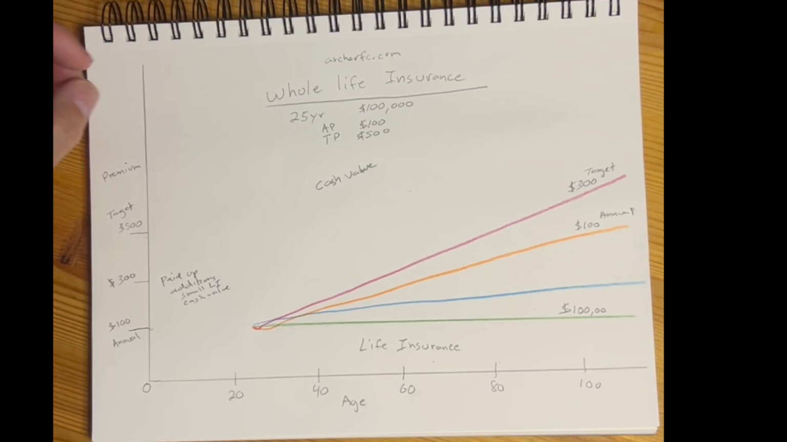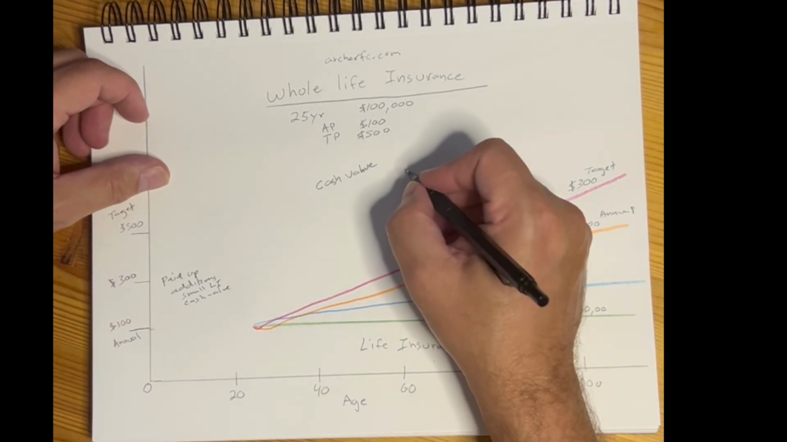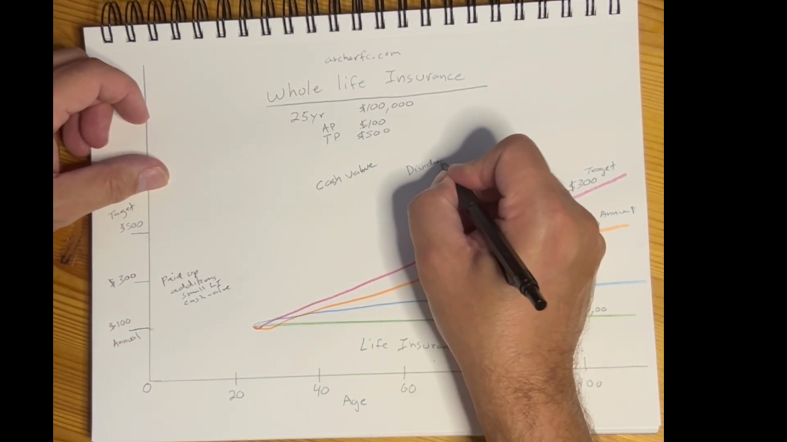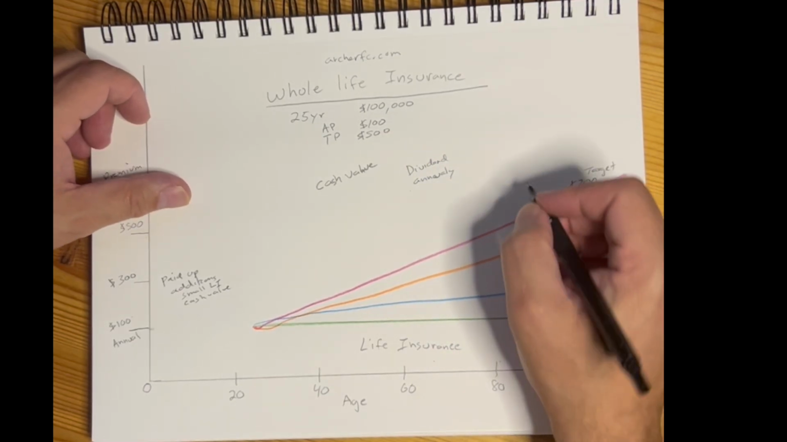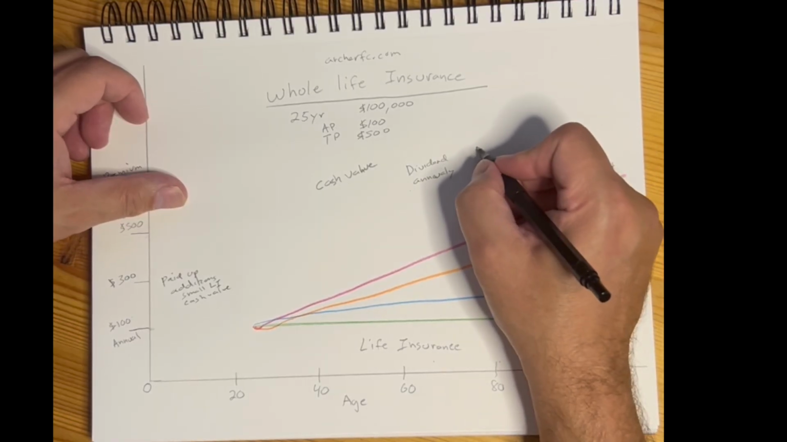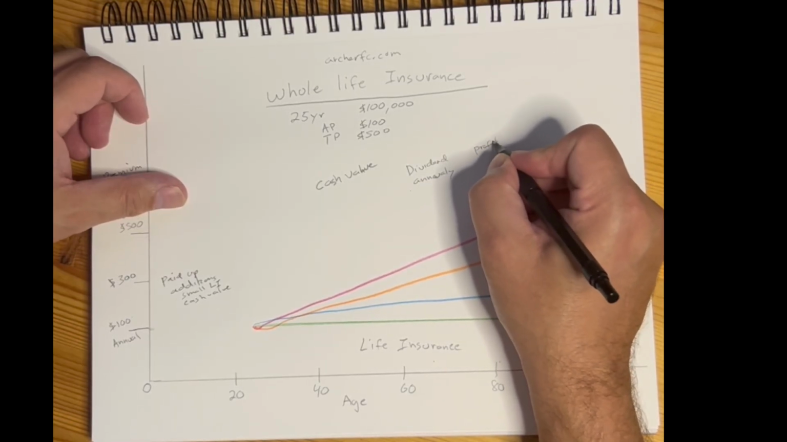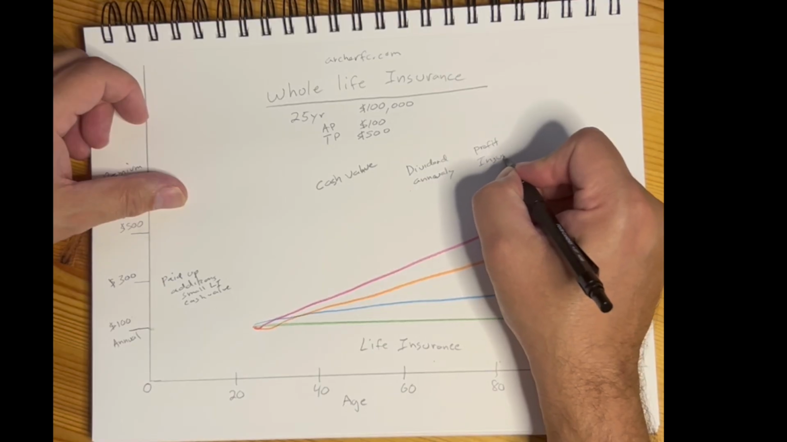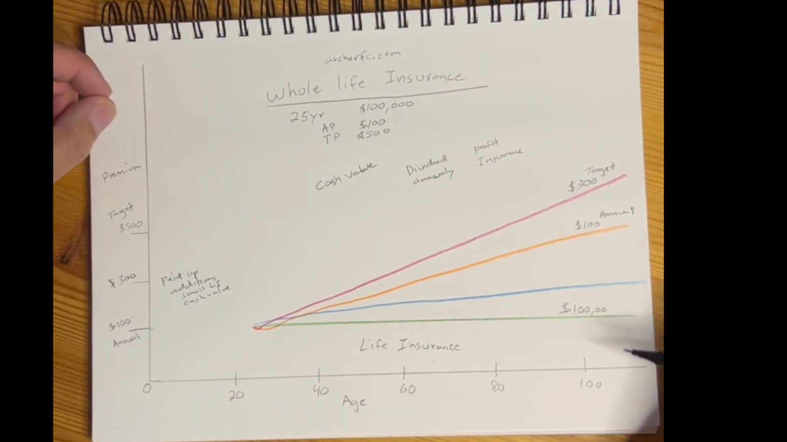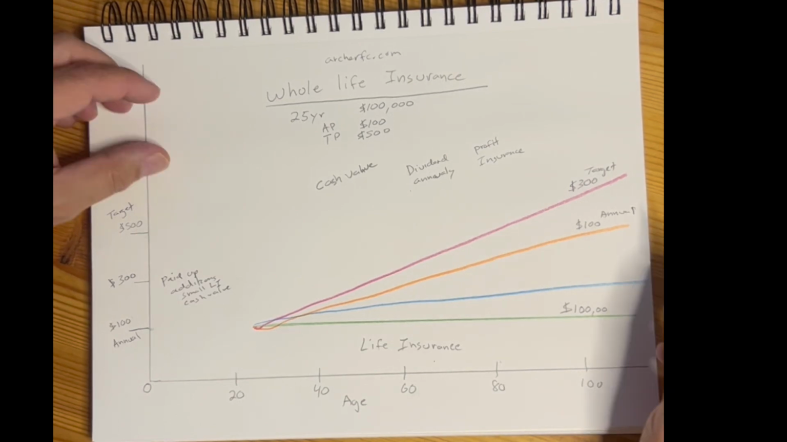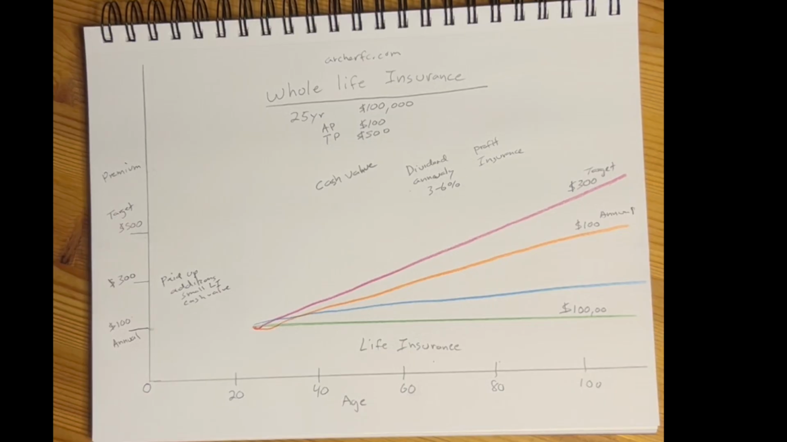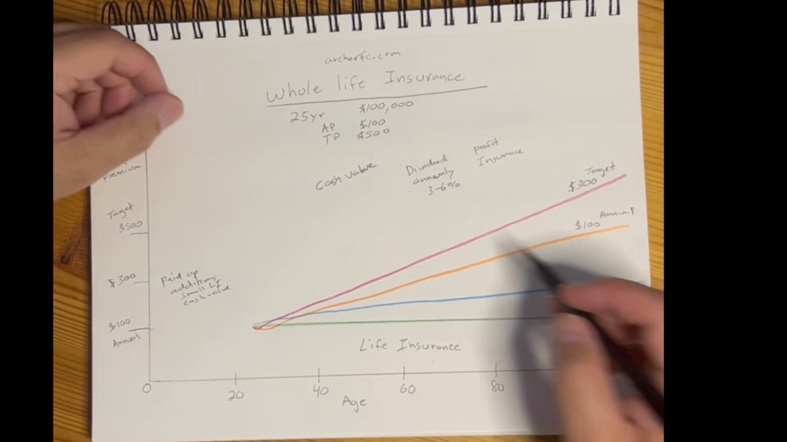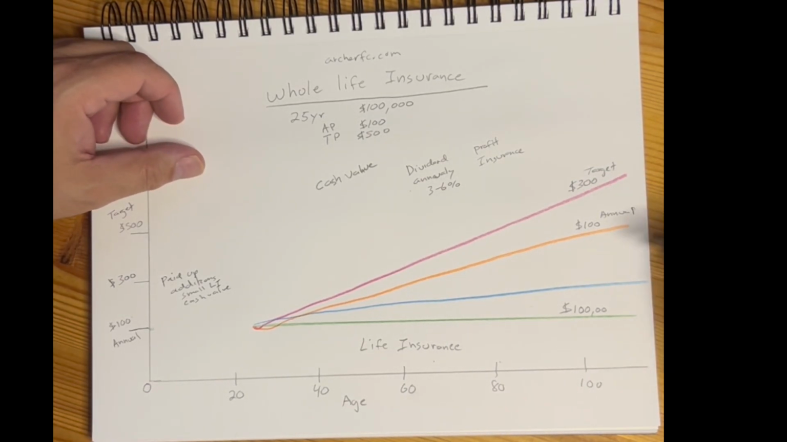What's nice about whole life insurance is that it's going to pay dividends. Your cash value pays dividends annually, and that's based on the profitability of the insurance company. Every year they look at your cash value and pay you a percentage in dividends. Historically, it's been about 3 to 6%, depending on the insurance company. Those dividends are reinvested back into your cash value and increase the cash value over time.